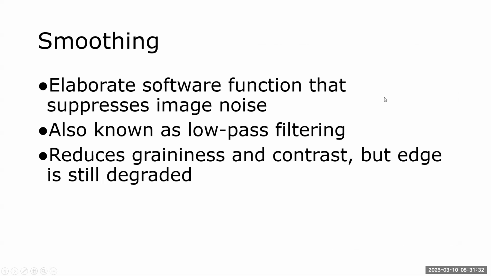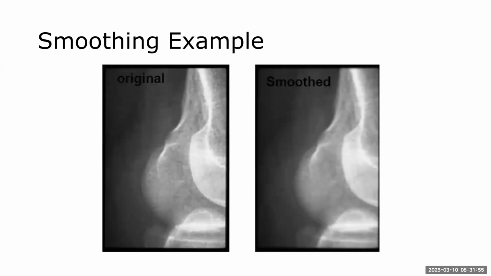Smoothing is another software function that suppresses image noise. It's known as low pass filtering. It's supposed to help reduce graininess and contrast, but the edge is still degraded. So I would be very careful about using smoothing software. If it looks noisy, just do it over. It's better for the quality of the image, and you don't want to send images that you can see noise in, because then it'll look even worse to the radiologist.